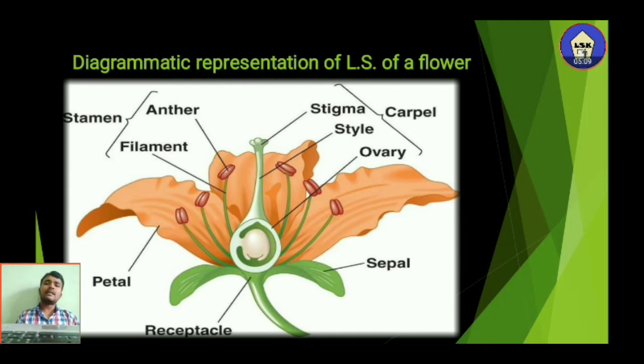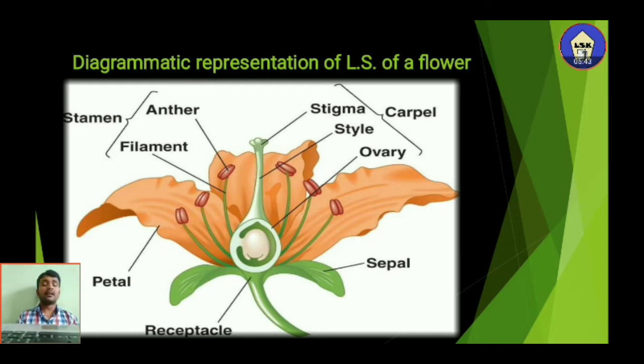The next non-essential floral part is the corolla. Corolla is the second floral organ, and the corolla is composed of petals. Petals are larger in size, brightly colored, and even scented. Why are the petals larger in size, and why are they brightly colored? The reason is that they are responsible for attracting the pollinating agents. The pollinators are attracted towards the flower mainly because of their color and their fragrance.